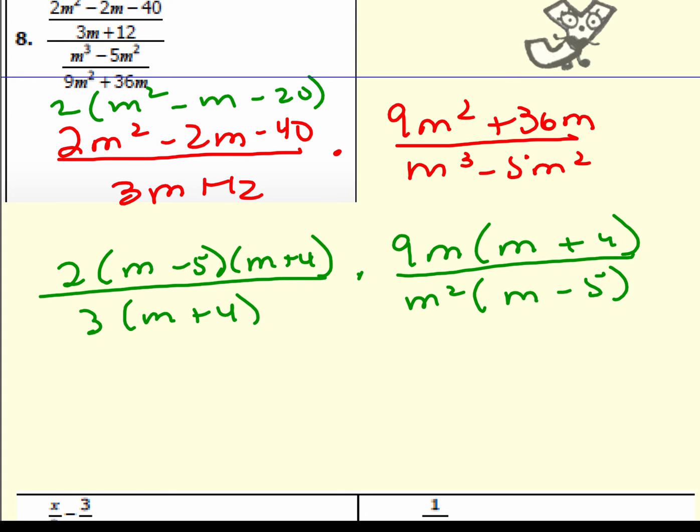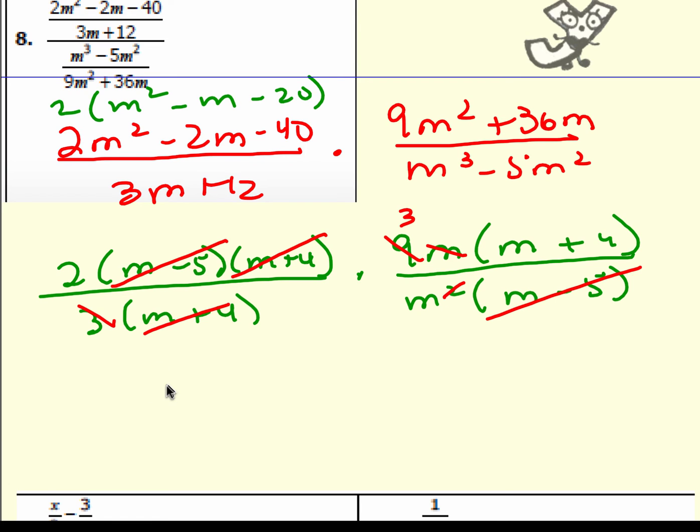And now I cancel what I can. I see m minus 5 in both, and I also see m plus 4 in both. It doesn't matter which one, I go ahead and cancel. 3 divided by 3 is 1, and 9 divided by 3 is 3. M over m squared gives me 1 over m to the first. Now I multiply what's left over.